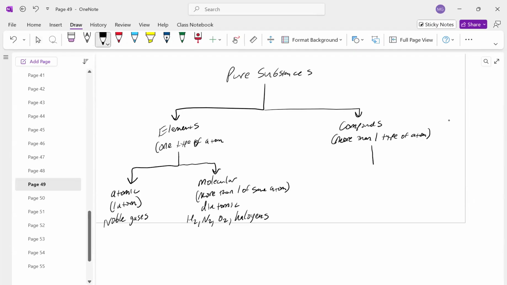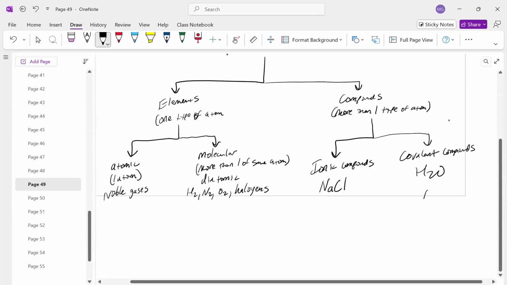And within compounds, we've talked about two different types: ionic compounds, which again consist of a metal with a nonmetal, like sodium chloride, combining a sodium cation with a chloride anion. And then we've looked at covalent compounds. These involve different nonmetals bonding together, like, for example, water. And we have a particular way of drawing the structure of covalent compounds by using Lewis structures.